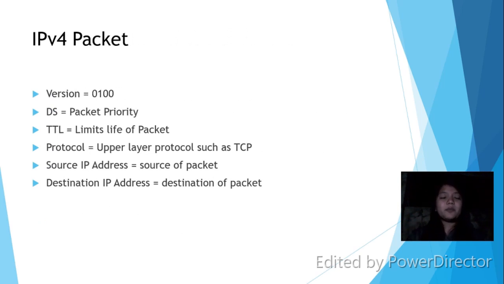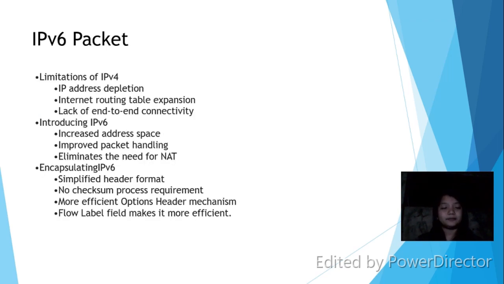Then the IPv4 packet. The version of IPv4 is 0100. The DS is the packet priority, and then the TTL, or time to live, is the limit of the life of a packet, the lifespan of a packet. Then protocol, upper layer protocols such as TCP. Source IP address is the source of the packet, and destination IP address is the destination of the packet.